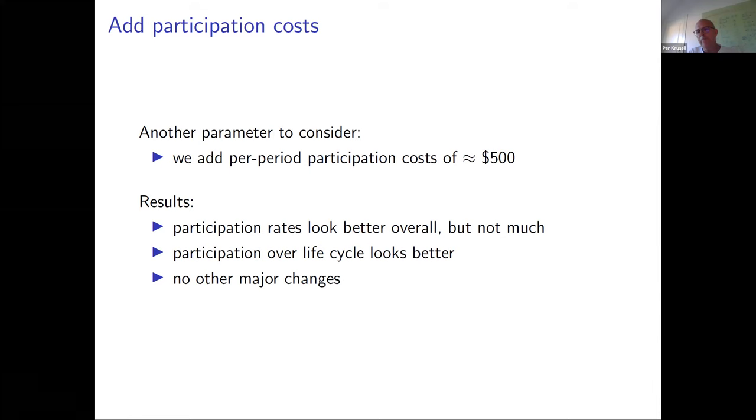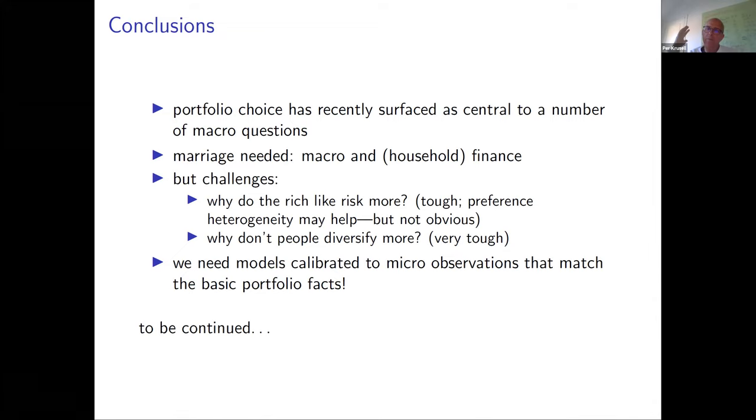So let me conclude by saying that portfolio choice has surfaced recently as not only relevant, but central to a number of macro questions. I think there's a marriage needed between macro and finance, or household finance in particular. That's also why I was excited to give this talk, because I want to tell you all that I think it's super relevant to work in this area. In part because there are big challenges, it's important, and we haven't come a long way, in my view. So why do the rich like risk more?